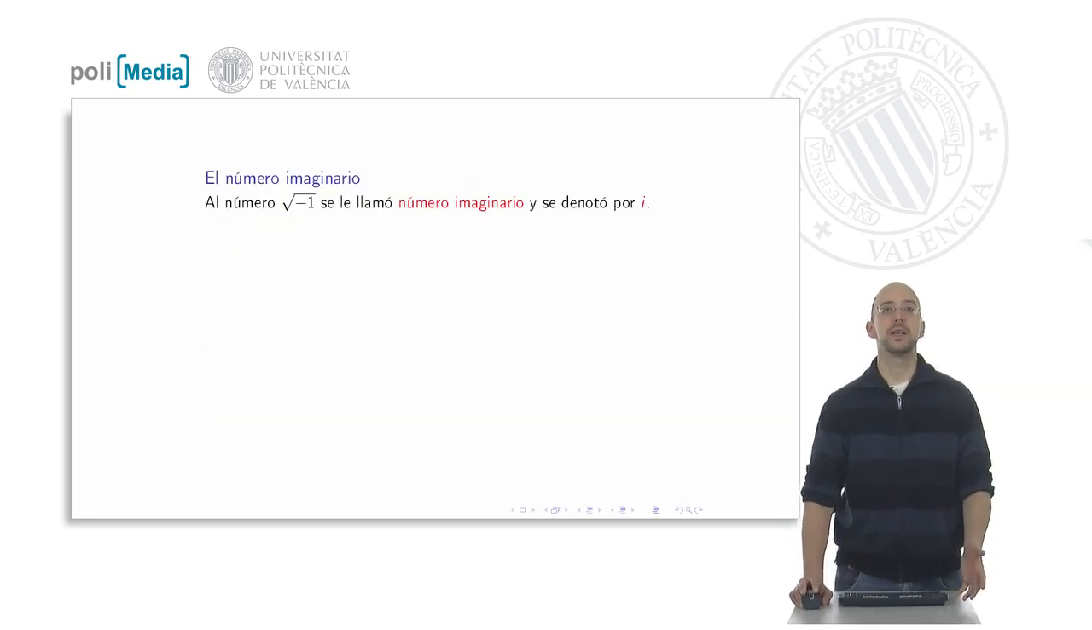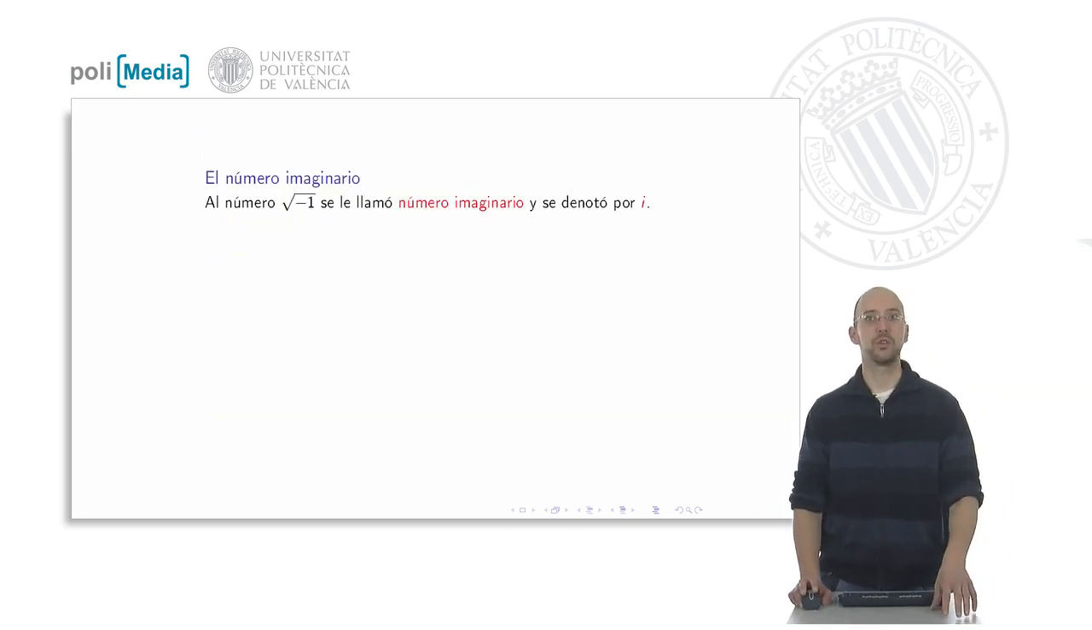This little trick is useful for solving many equations. In fact, let's explain this concept a little bit. The new number, the root of minus 1, is called an imaginary number and will be denoted by i.